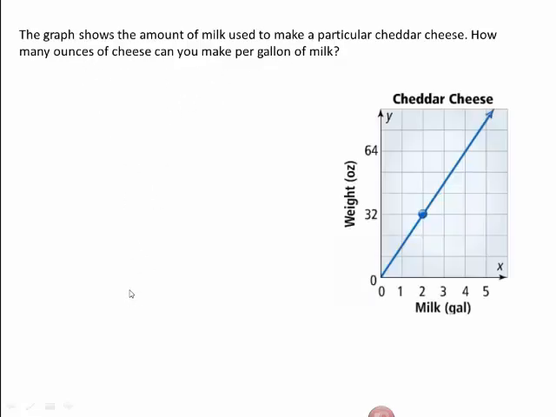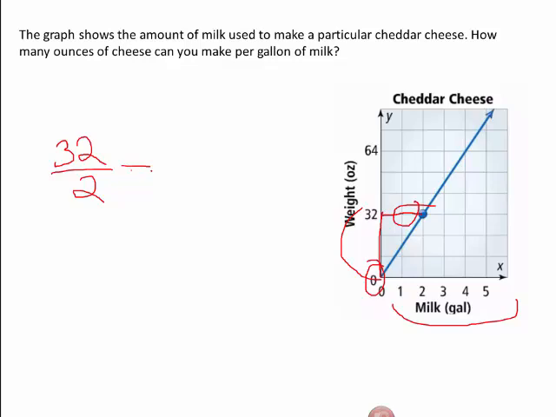All right, okay, let's look at another one. This graph shows the amount of milk used to make a particular cheddar cheese. How many ounces of cheese can you make per gallon of milk? So I'm looking for my slope. So I'm going to go from here to here. Now remember, these aren't the same units, so you've got to be really careful. So I'm going up 32, and I'm running 2, and that would reduce to 16 over 1.